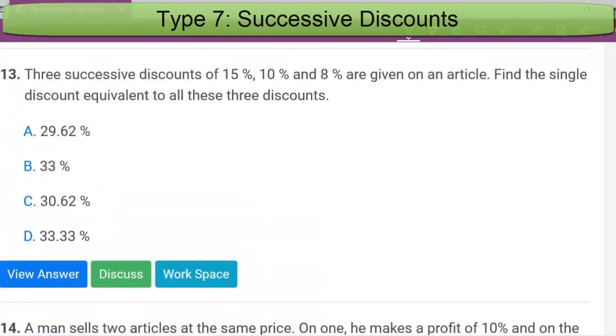Yes, so here in this question three successive discounts of 15%, 10% and 8% are given. Find the single discount equivalent to all these three discounts. So again we will have the same approach. We will start with 100. Okay, the first discount is of 15%, so that means 85 is the value after this. Second discount is of 10%, so 90% is left, so I will just multiply this value by 0.9, okay, so that will be 76.5.